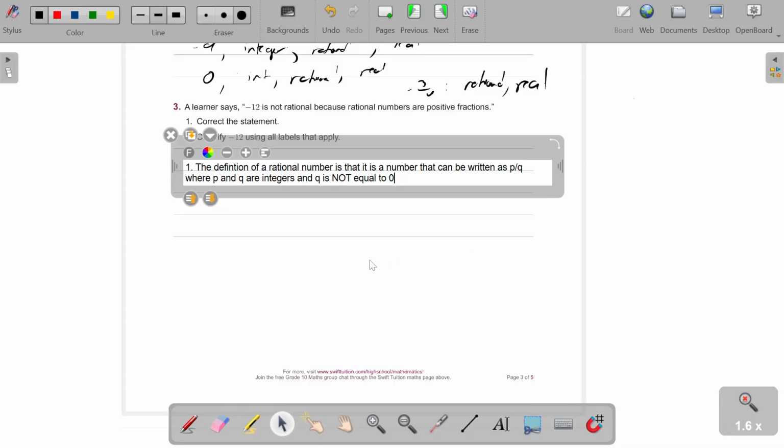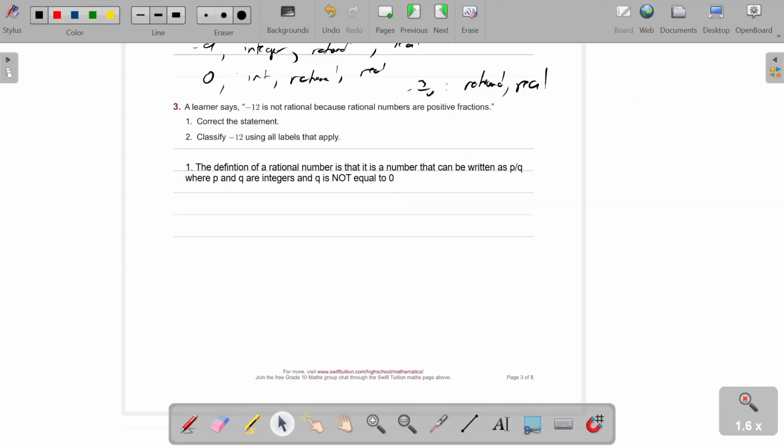If you think about -12, you'll realize that -12 can be written, obviously, as -12 over 1. -12 is an integer, 1 is an integer. So -12 has got to be rational. So that is something to bear in mind, right? So the learner is not correct.